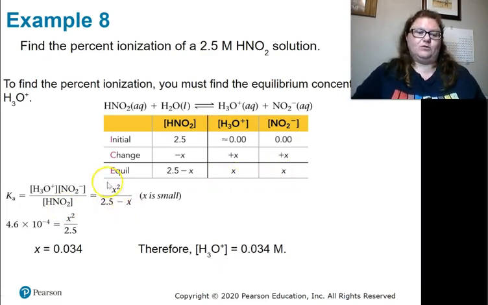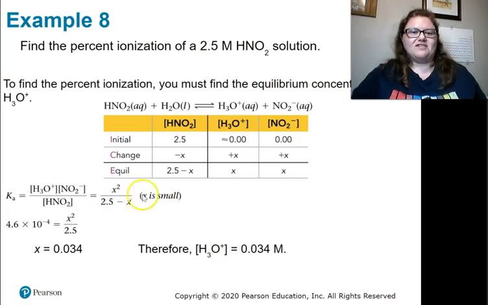The two x's from the equilibrium are now on the top. It becomes x squared over 2.5 minus x. That's a bit of a risk to say the x would still be small in that case, because we have a number that's greater than 1 here, whereas before we saw it was less than 1. So let's go ahead and try it. Okay, so we simplify and we get x equal to 0.034. So that tells us that that's our concentration of hydronium, because that's x, right? Okay, so that's our concentration of hydronium.